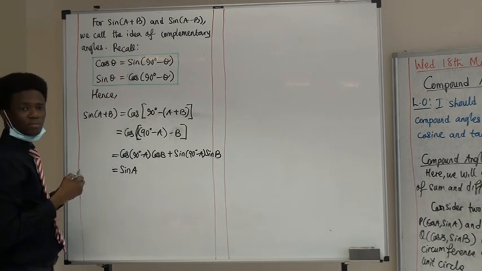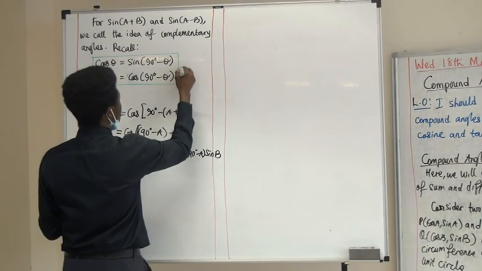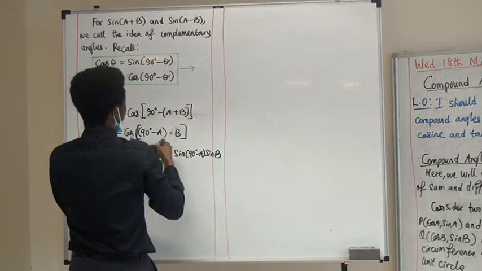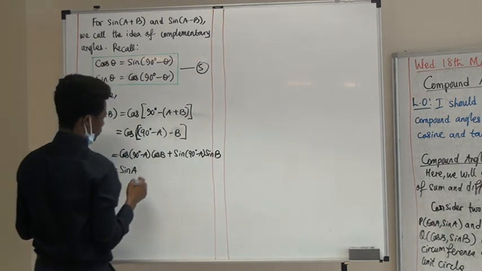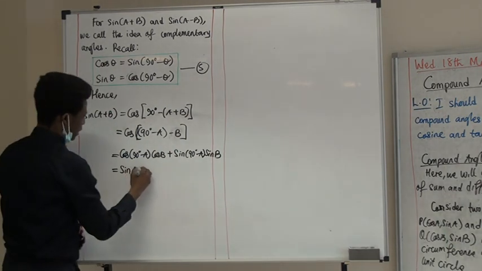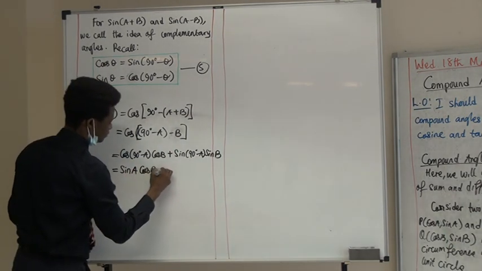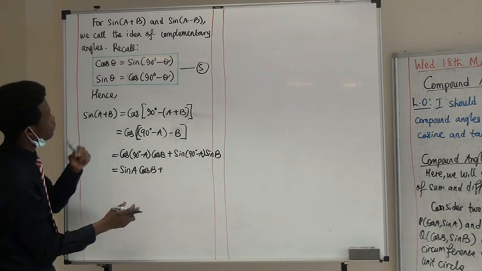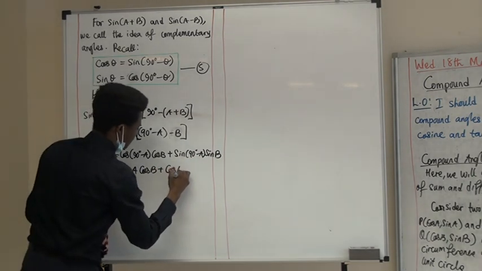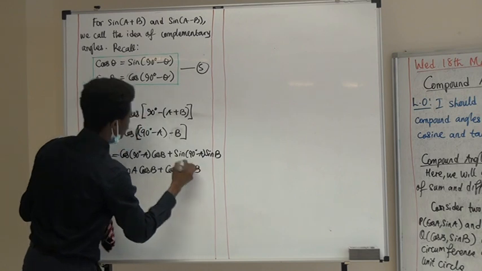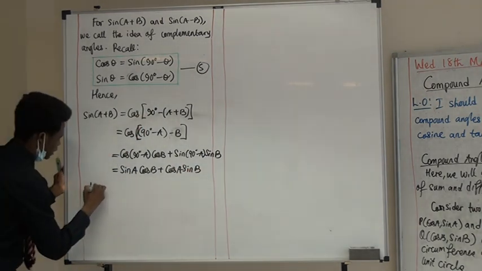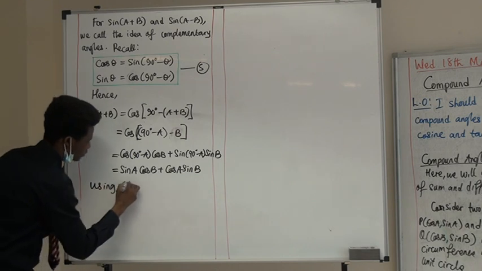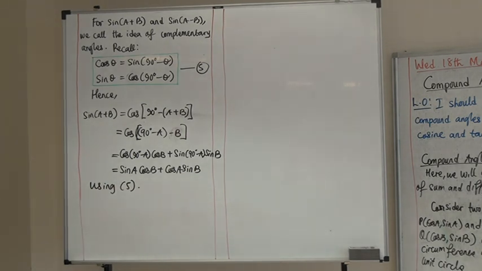Using this, maybe I can call this equation 5, so we can refer to it as the reason. And this is sine A cos B. What is sine 90 minus A from equation 5? Cos A. Sine B. And that is the compound angle for addition of sine. So I'll say using equation 5. Understand?